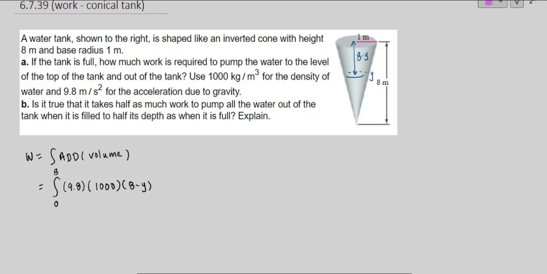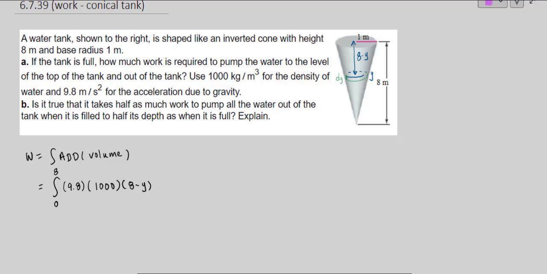And then volume is not the volume of the tank, it is the volume of this slice right here. So this slice is going to have a thickness of dy. So the cross section is two-dimensional, the volume is three-dimensional. That's a slice. That's what we mean when we say slice. We add some thickness to our cross section.